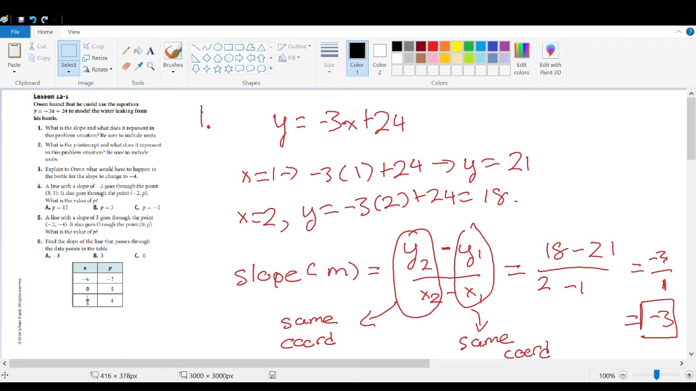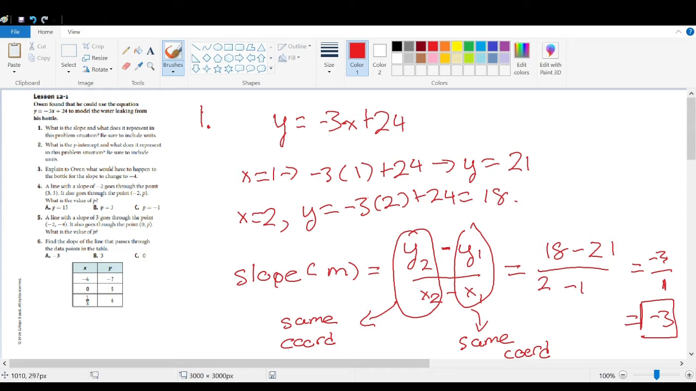Next question. We figured out the slope. What does it represent in the problem situation? Be sure to include units. Well, we figured out our slope to be -3. And so if we know our slope to be -3, what does that mean? They don't tell us the units, but just assume the units are something reasonable if they don't give it to you, or ask your teacher.